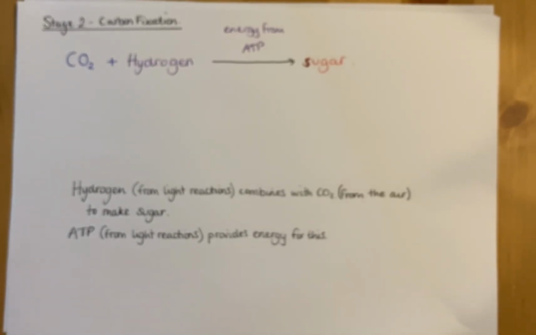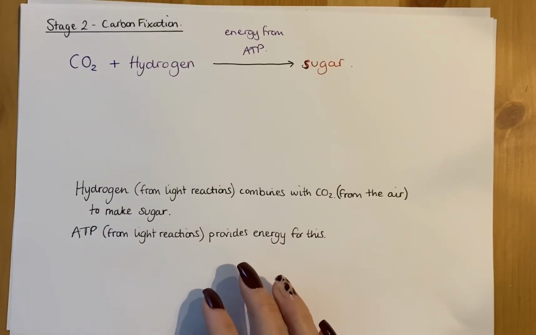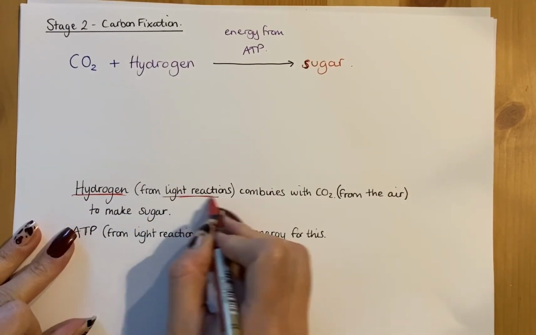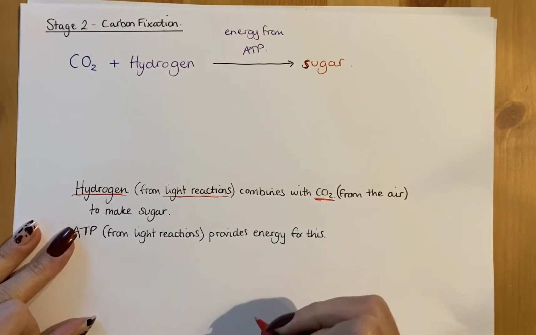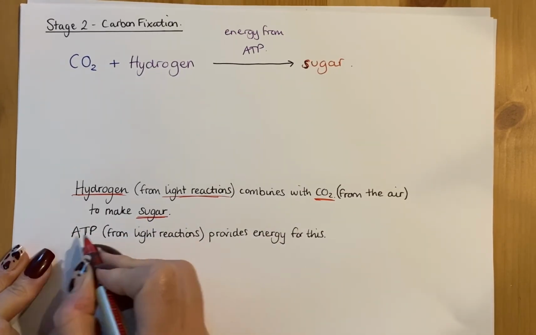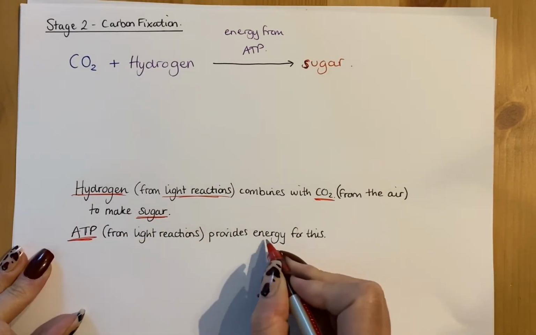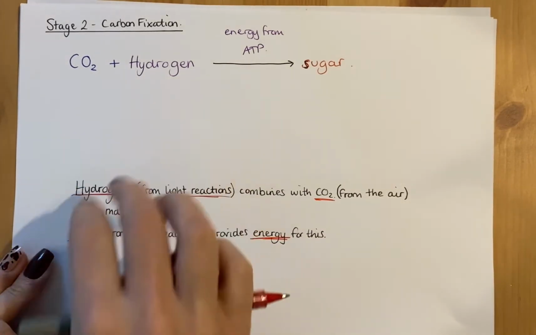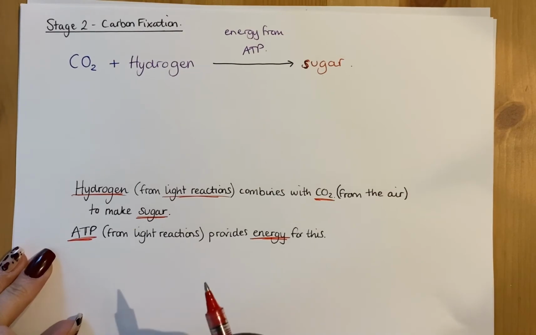So in terms of your description of that then, hydrogen from the light reactions, from that previous stage, combines with CO2 and it makes sugar. And then ATP, also from the first stage, provides the energy for this. So ATP isn't combined with CO2 and hydrogen, it's just providing energy for that.